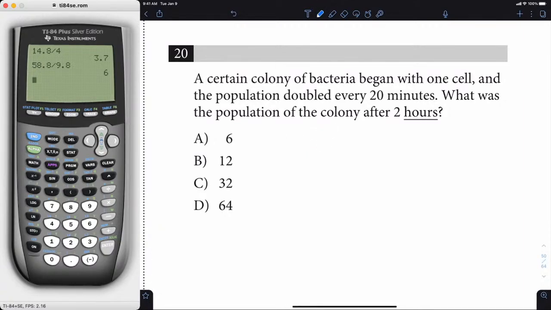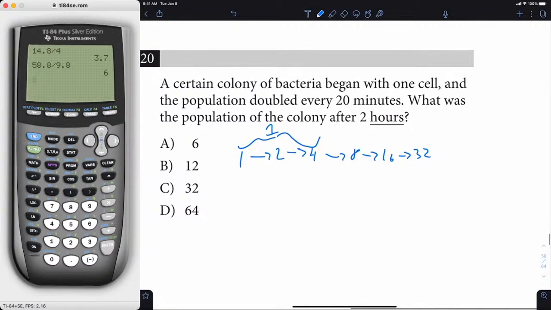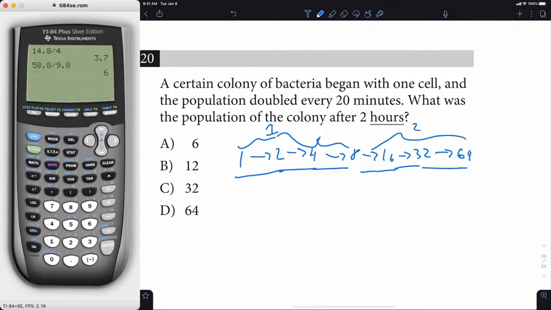So if it's doubling every 20 minutes and we start with 1, then we go from 1 to 2 to 4 within the first hour. And then hour 2, we go from 8 to 16 to 32 to 64, right? Because it's every 20 minutes and there's 3 intervals of 20 minutes in each hour. So it would really go like that. Because this is 1 interval, 2 interval, 3 interval. And then the next hour would be here. 1 interval, 2 interval, 3 interval. So the answer is 64.